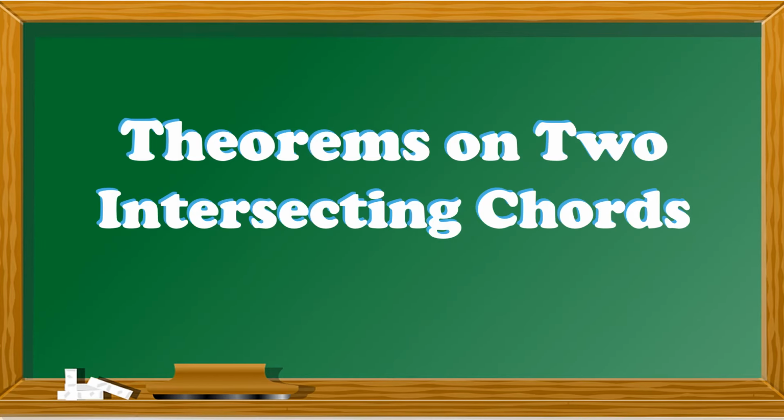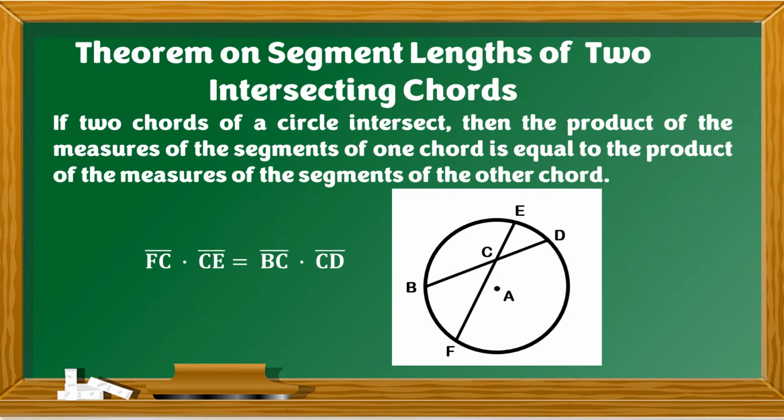In this video, we will discuss theorems on two intersecting chords. Let's have now the first theorem, the theorem on segment length of two intersecting chords. If two chords of a circle intersect, then the product of the measures of the segments of one chord is equal to the product of the measures of the segments of the other chord.